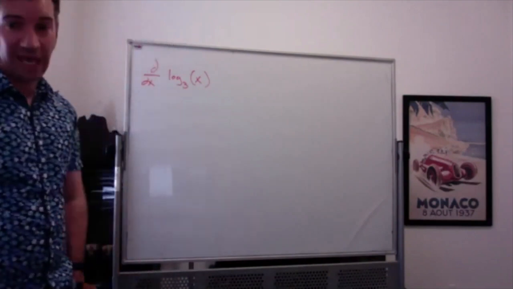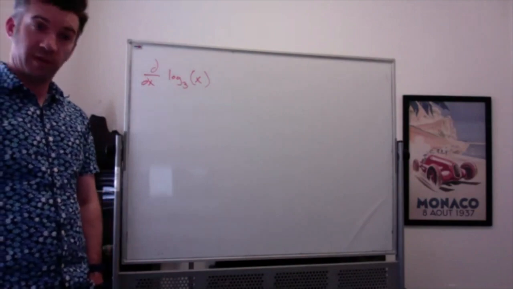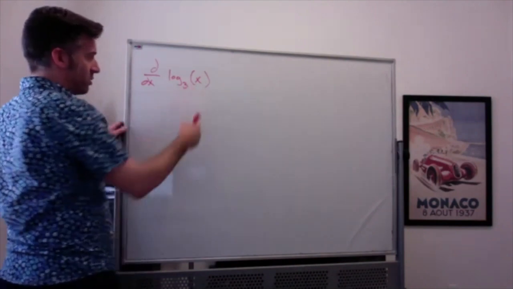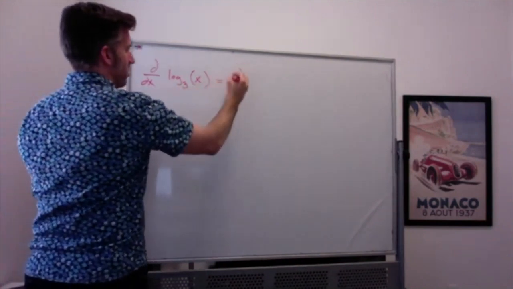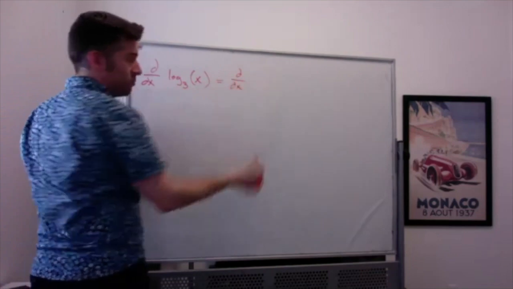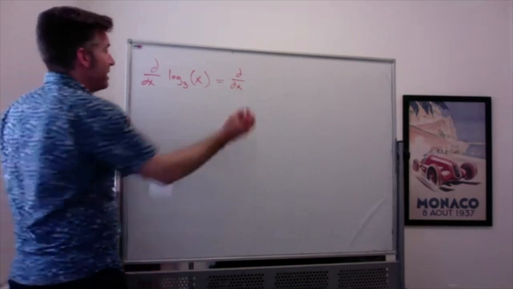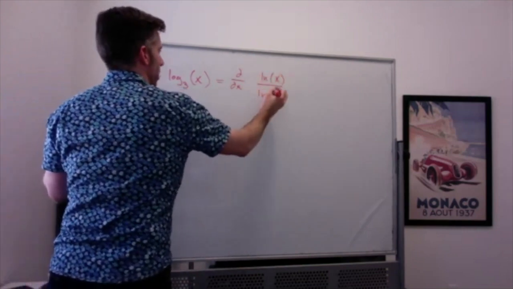So here's the way we can do this. There's a couple ways you can do this. The easiest way is to use the change of base formula. So the change of base formula says log base 3 of x, or log base a of b, is equal to whatever base you want. I'm going to pick base e. So it's log base e, or natural log of x over the natural log of 3.